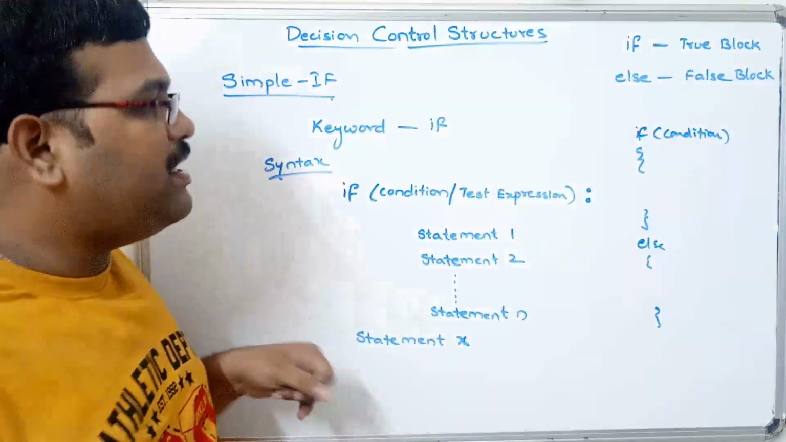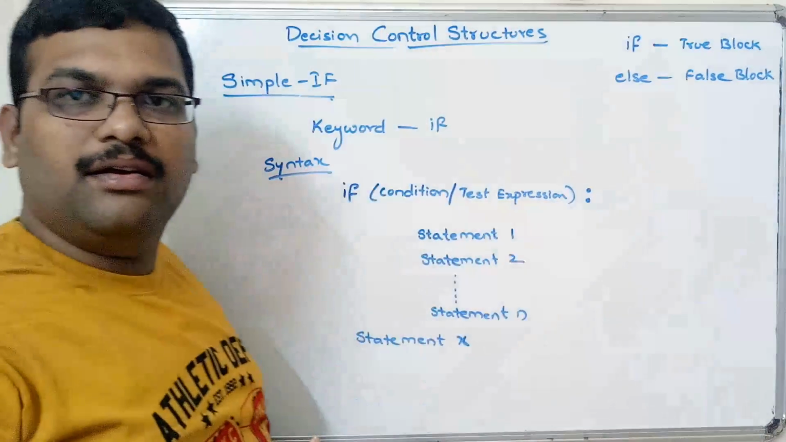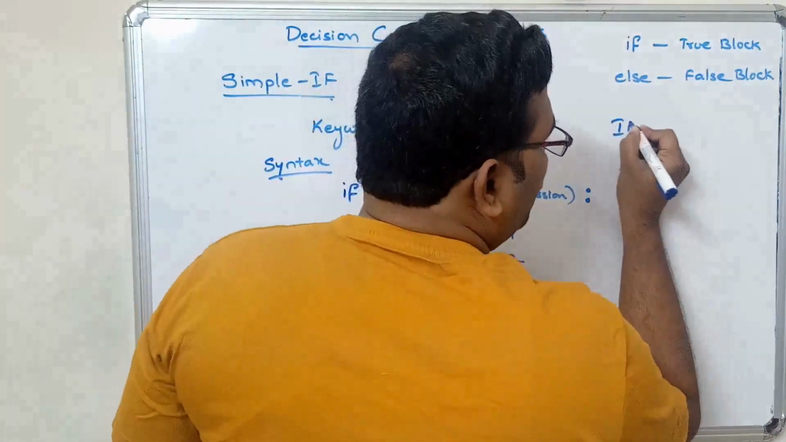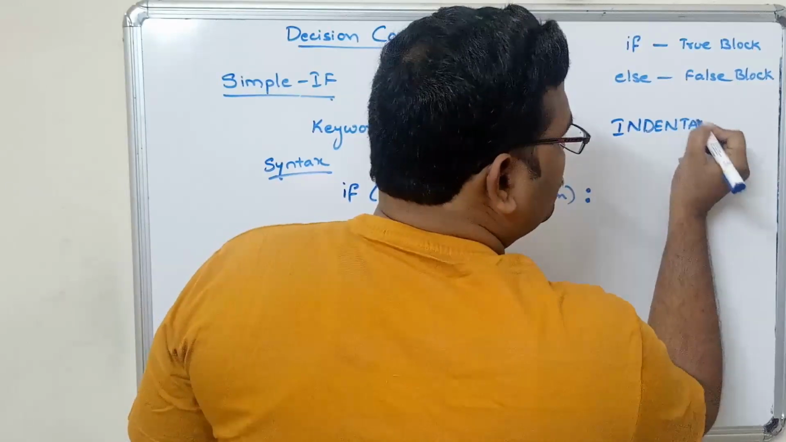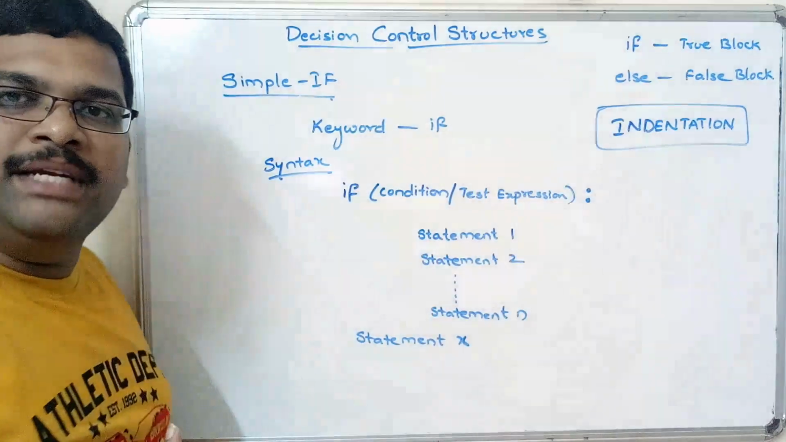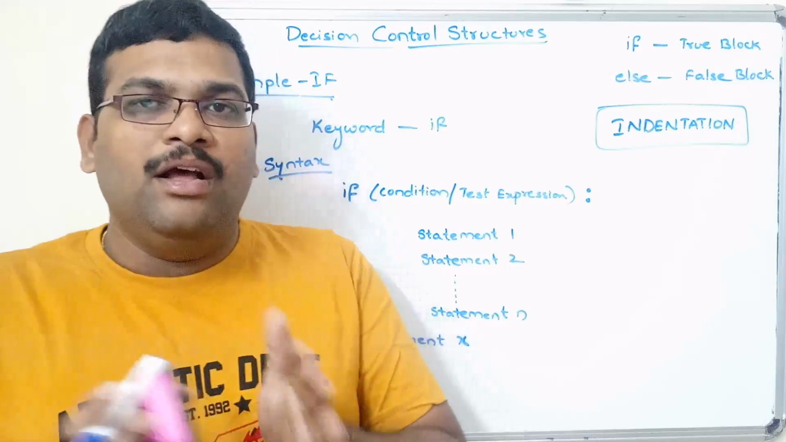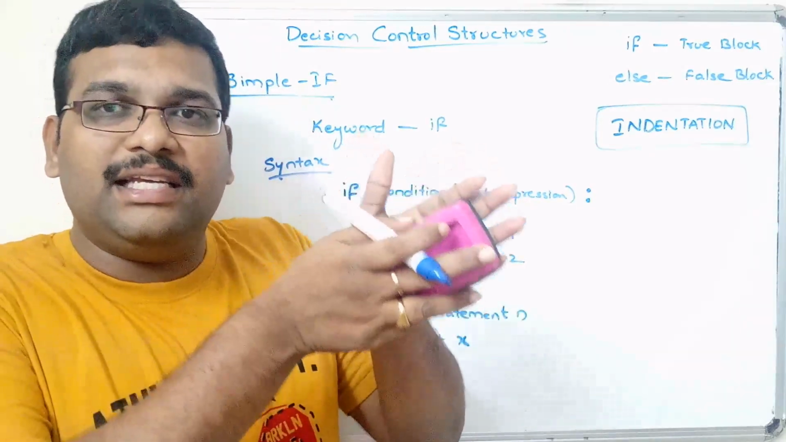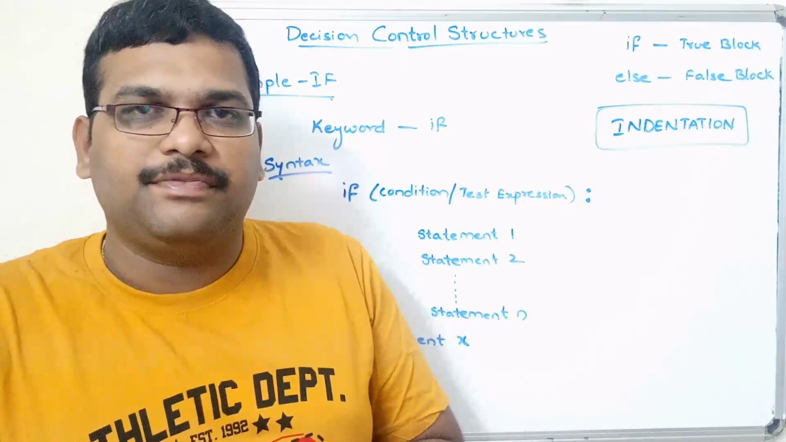But here in Python language, we need not use these curly braces. Everything will be done by following the indentation. This is very important in Python. Indentation means alignment. All the multiple statements which represent a block will be written in an equal alignment, right?